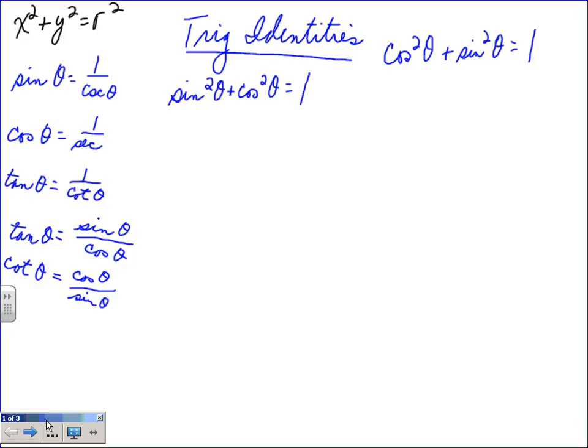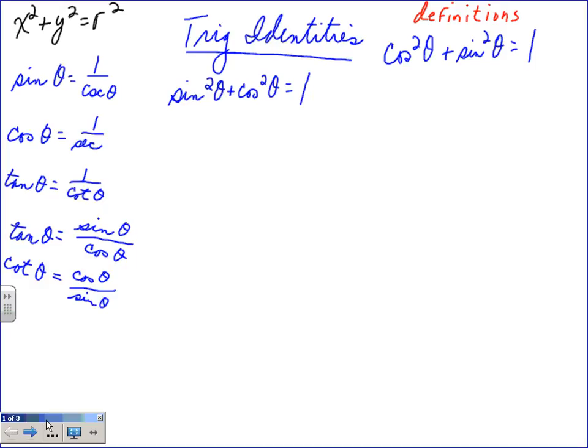Now we have another one that I wrote up there, and that's called the Pythagorean identity. Sine squared plus cosine squared equals 1. Okay? Now, I'm going to show you why that's true, and I'm going to use definitions to show that this is true. All right? Well, first of all, by the way, cosine squared plus sine squared is the same as sine squared plus cosine squared. Okay? So that's no big deal.